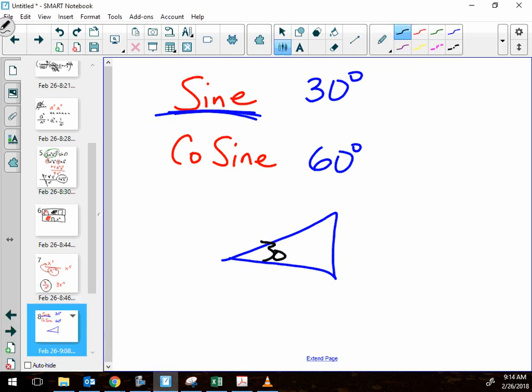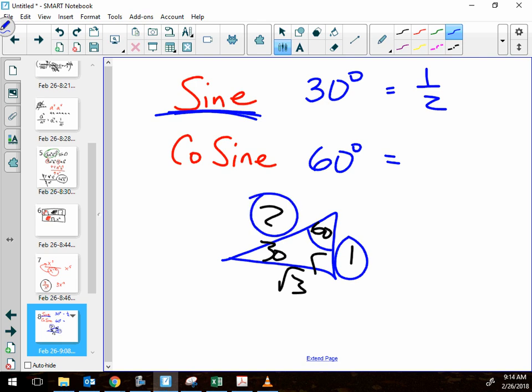Here's the 30, 60, 90, 1, 2, root 3. Okay, what is sine of 30? Well, it's opposite over hypotenuse. I asked you to memorize this one a long time ago because I said it was going to come up a lot. It just came up again. Okay, sine 30 is a half. How about cosine of 60? Well, if you look at it and you go cosine 60 adjacent over hypotenuse, why is that going to work? Because they share that side together. So it makes sense that they would be equal to each other.